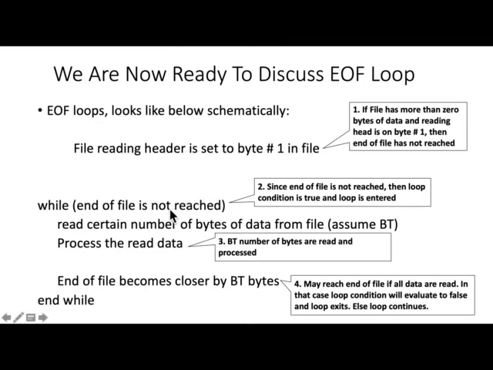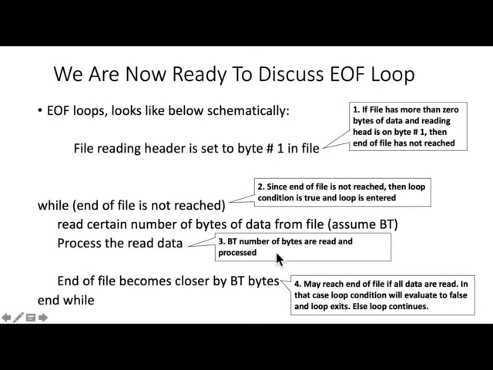So since byte number 1 has relevant data, end of file is not reached, and this condition will be true. And then I read a certain number of bytes from the file. Assume I read BT number of bytes. Whatever I read, I'm going to process that. So this step is that BT number of bytes are read and processed.